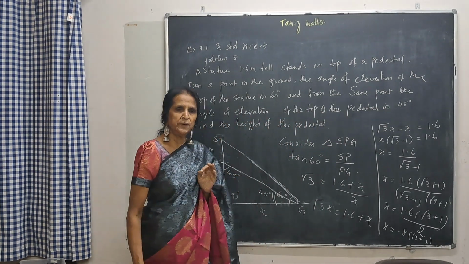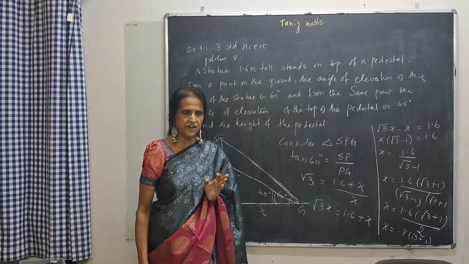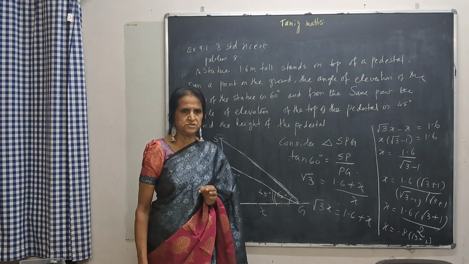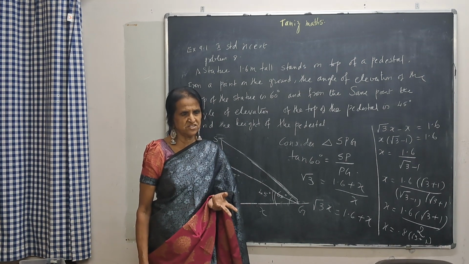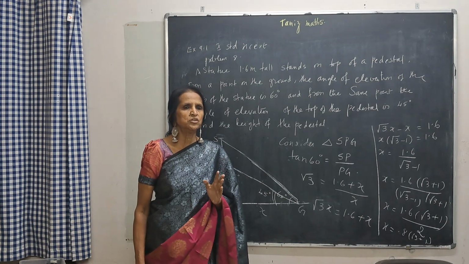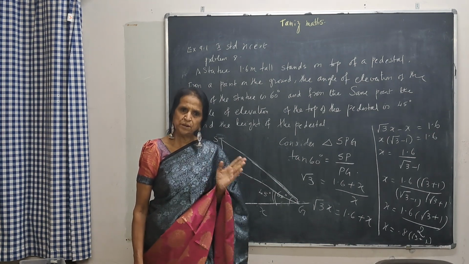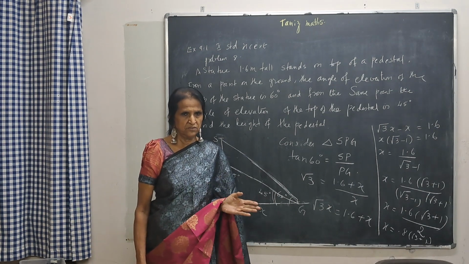Okay. So it's very simple, very easy. You need to know that in an isosceles triangle, the sides opposite to equal angles will be equal. You need to know the value of tan 60. That's all, nothing more than that. And you need to know how to draw the figure. You read the problem once, twice, and then you start working with the figure. Okay?